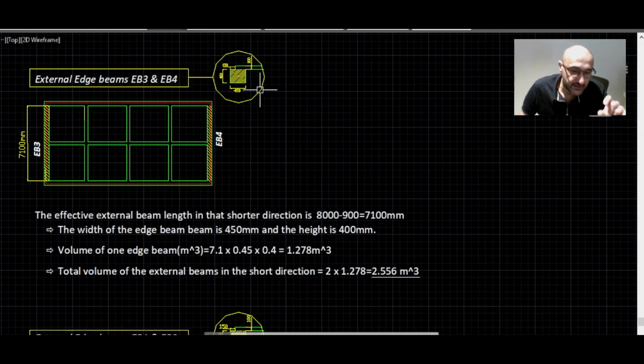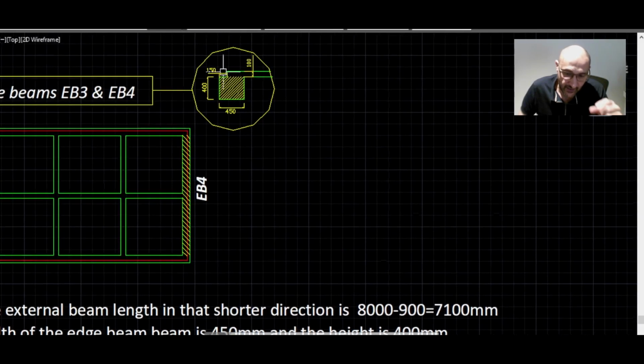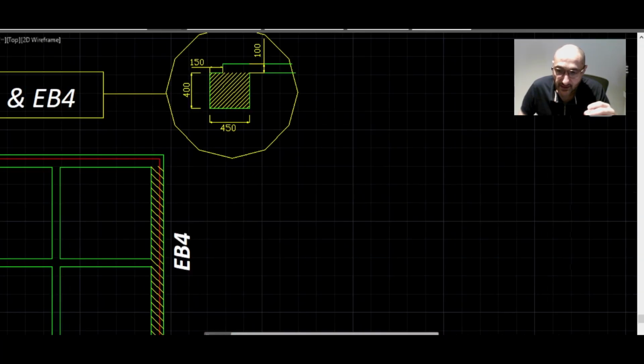Now remember that this height that we call 400 millimeters is just to calculate the volume. But technically, when we design the edge beam, the depth of the edge beam must be below top of slab. So when we're designing the edge beams for moment, for shear, for torsion, we take the depth of 500 millimeters. But to calculate the volume in this case, we say 400 millimeters.